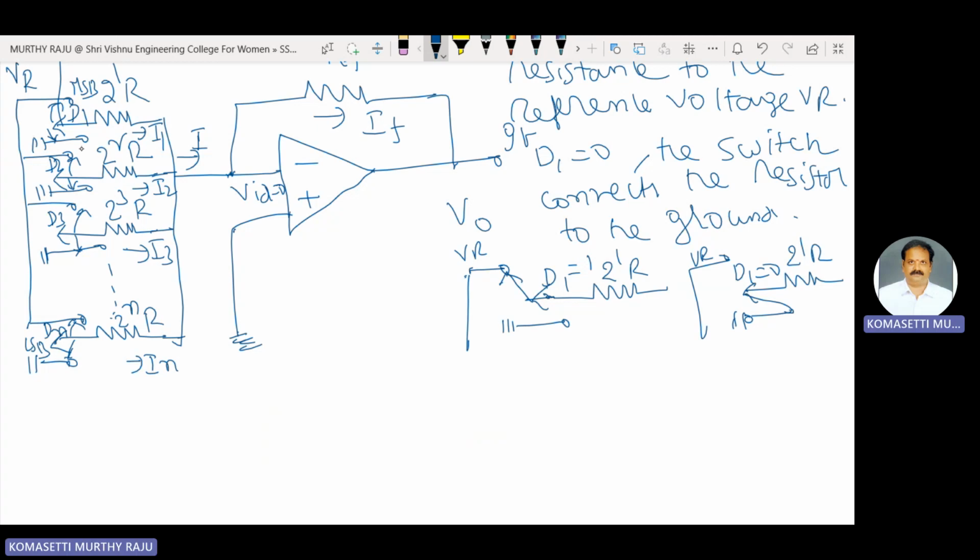In a similar fashion, based on the D1, D2, D3 and so on, up to Dn values, the connections are made. This is the diagram related to weighted resistors. Weighted resistors means 2 power 1 into R, 2 square into R, 2 cube into R, up to 2 power n into R. This one is the least significant bit, and this one is the most significant bit.